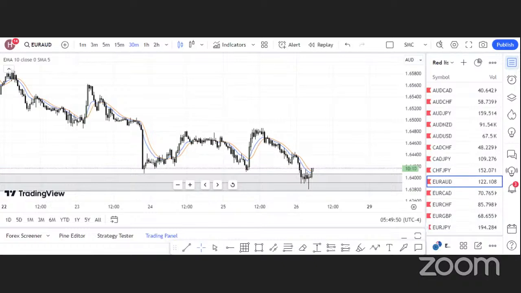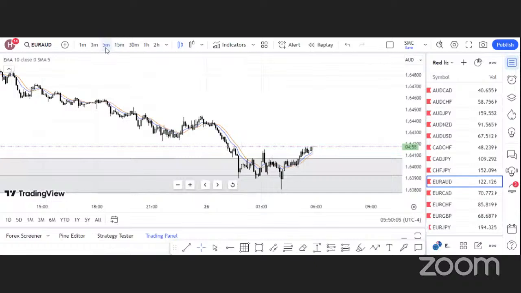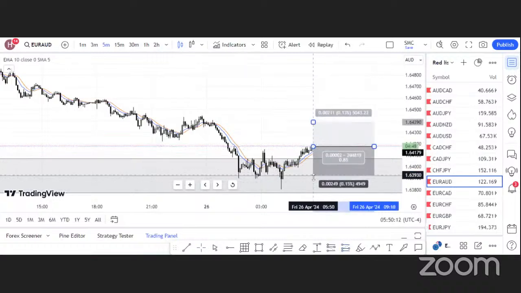All right. So Euro AUD. Let's go down to the 15 minutes time frame. Okay. So this looks cool. I think the market is going to continue to buy from this level.